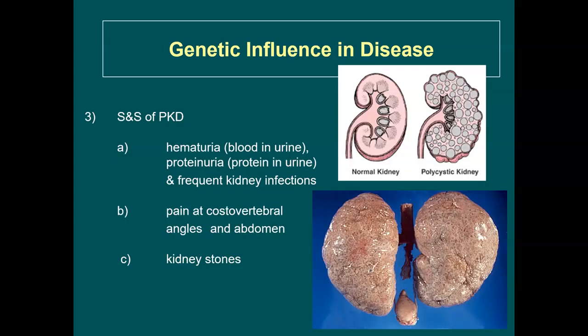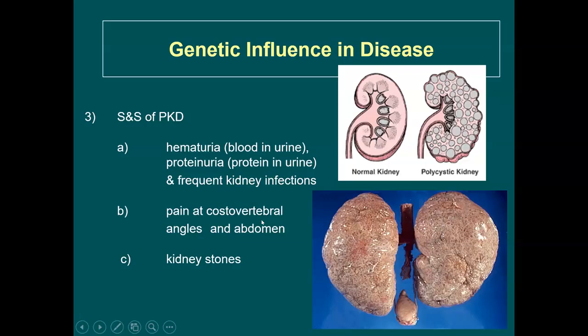So let's look at the signs and symptoms, or clinical manifestations, of polycystic kidney disease. You can see from the picture that if you have a normal kidney, and then here is a polycystic kidney where all of these cysts are formed, it causes the kidney to be much larger than a normal kidney. There will be hematuria, which means blood in the urine, because of these cystic kidney cells. Proteinuria, that's leakage of protein into the urine. They get frequent kidney infections, pain at the costovertebral angle and abdomen.